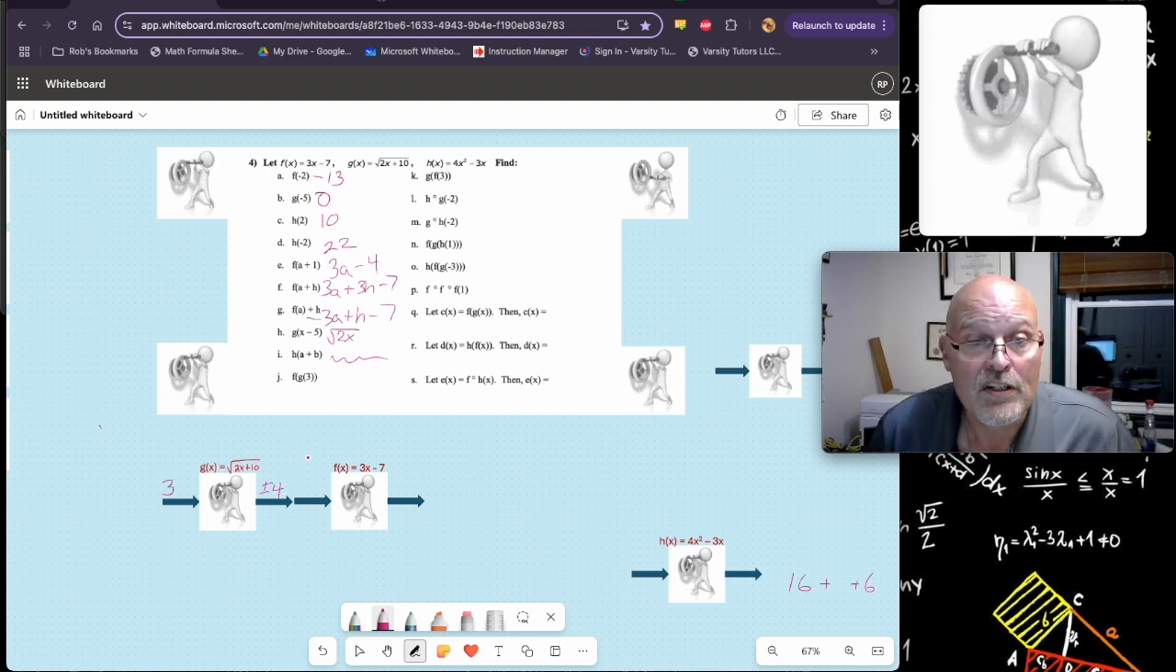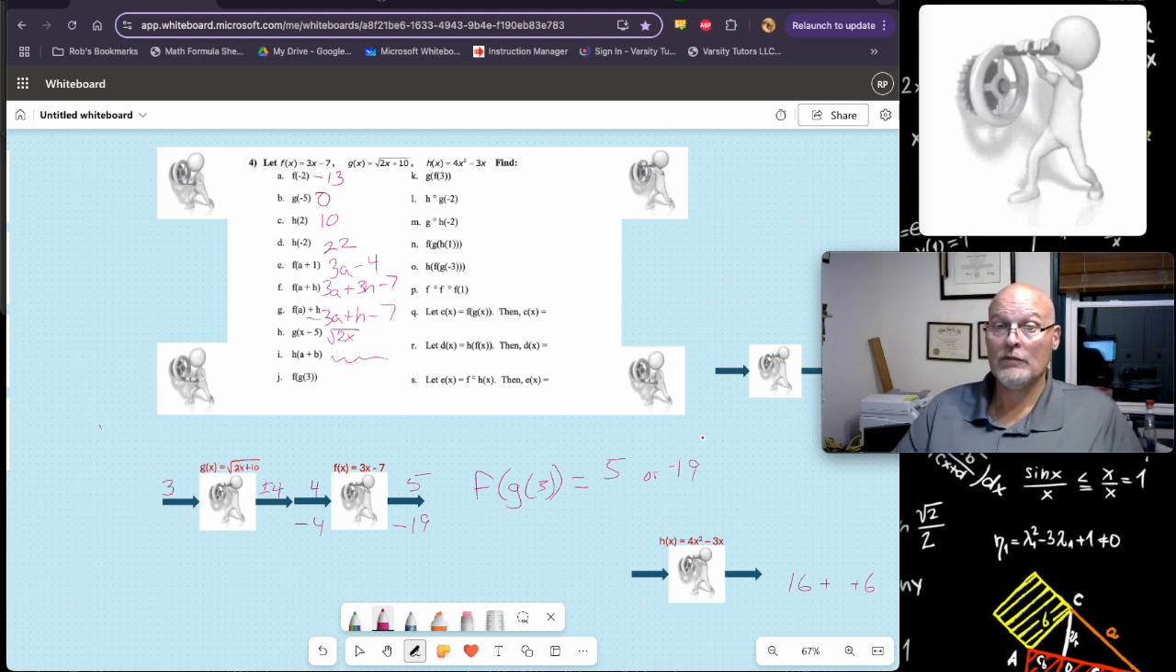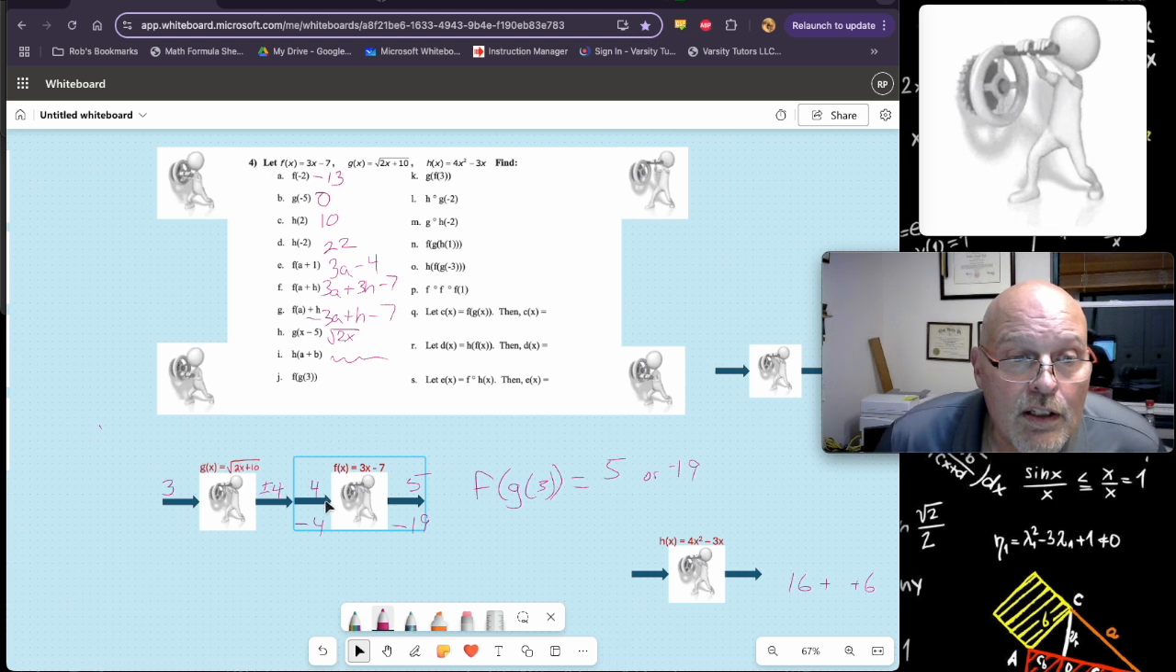And so I have to now do this twice. So I'm going to put 4 in, and I'm going to get 3x, 12 minus 7 is 5. And then I'm going to put minus 4 in, I get minus 12 minus 7, negative 19. So f of g of 3 is 5 or negative 19. Okay, so that's how you do composites. You start from the inside. Once you've resolved that, that becomes your input into the next one.